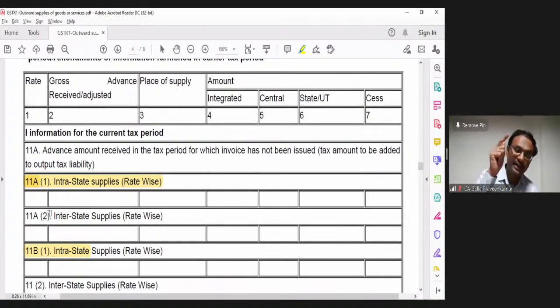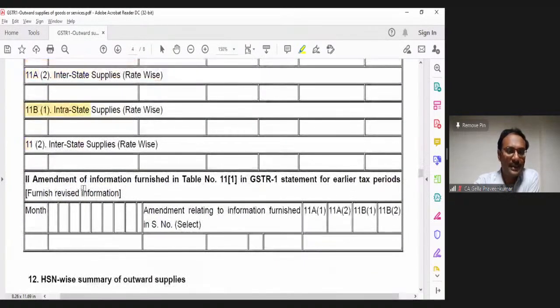If you recollect, there was something called payment of taxes. When you receive money in advance, you don't know the nature of supply. They say interstate supply. You don't know what the rate of tax is. They say 18% is the rate of tax. So this is one important aspect you need to keep in mind with respect to advances. Law says 11A for advances received during the month, 11B for advances settled by way of issuance of a tax invoice.